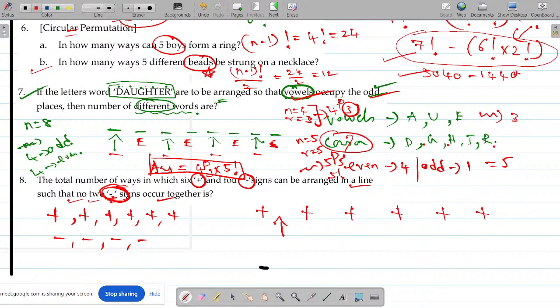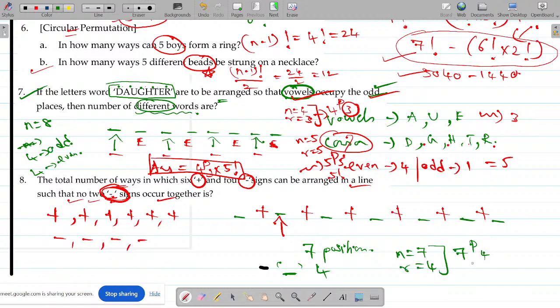Okay. So how many places do I have for placing the negative signs? 1, 2. This is not a minus symbol; these are the positions I'm denoting in green color. So 1, 2, 3, 4, 5, 6, 7 positions I have. How many negative signs do I have? Only 4 negative signs. So this is an n is equal to 7 and r is equal to 4 problem. In how many ways can I do it? 7P4 ways. Now the problem is that all negative signs are the same, so because of repetition, I divide by 4 factorial.